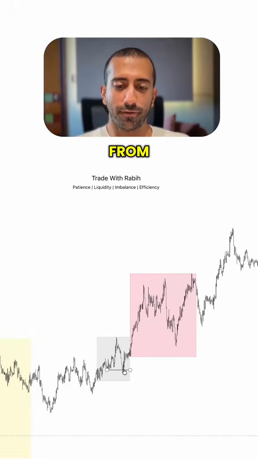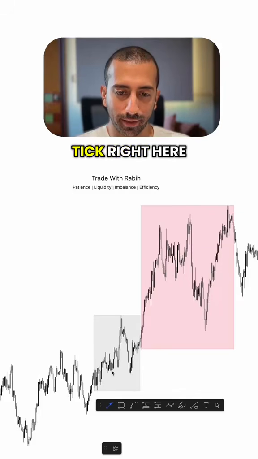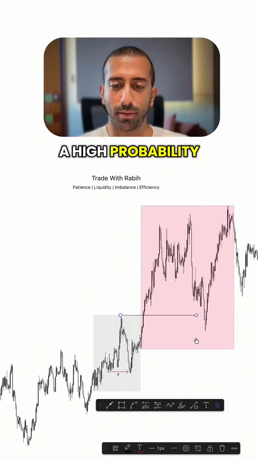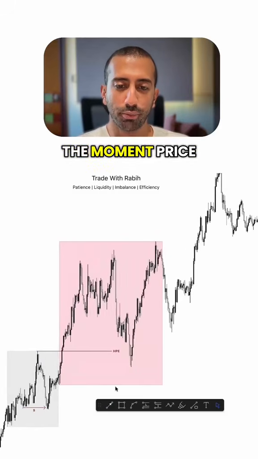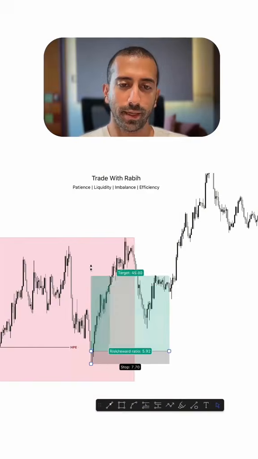Okay, now this is the chart from Friday, 21 of August. Frankfurt swept liquidity by a tick right here. And then it broke structure, which means that this zone is a high probability zone. And look, the moment price came to that zone, it gave you an entry model to trade immediately.